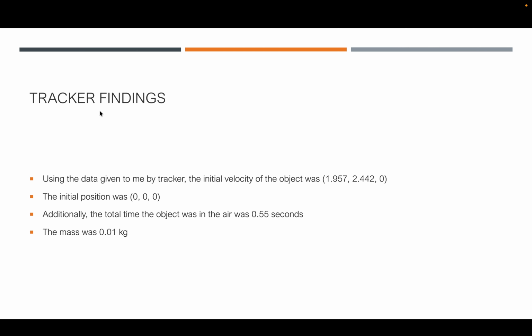Now, my initial findings from tracker, the initial velocity of the object was 1.957 and 2.442 meters per second. The initial position was at 0, and the object was in the air for 0.55 seconds. And then lastly, the mass of the ball was 0.01 kilograms, but that was something we measured before. That is not something I found in tracker.